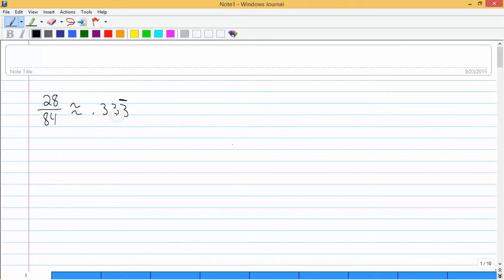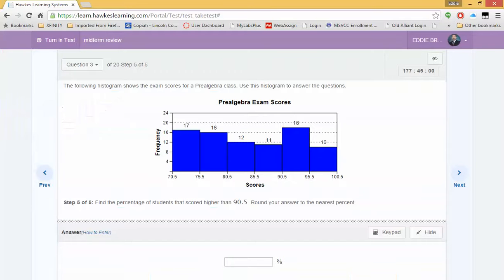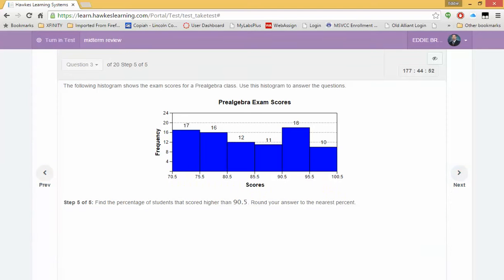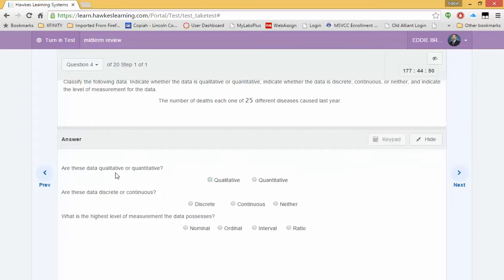So if I want to change that to a percentage, move the decimal 2 places over to the right. So that's 33.3. It's 33 1/3%, but it says to round to the nearest percent. So since this is less than 5, I'll just keep that as 33. So my rounded answer is 33%. So that's what I'm going to put in the test. That finished up question number 3.